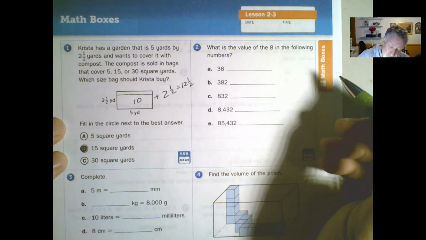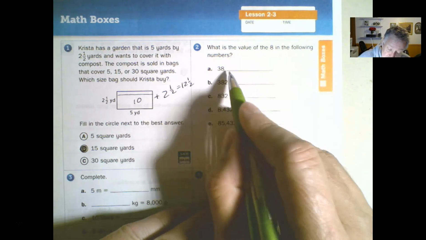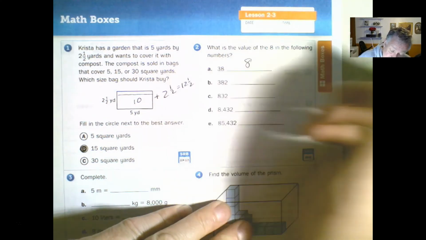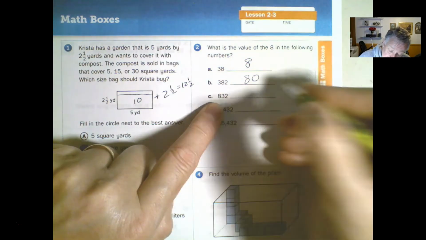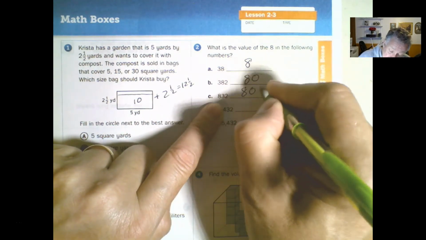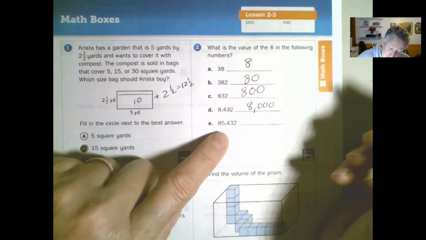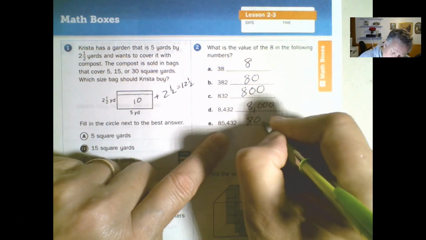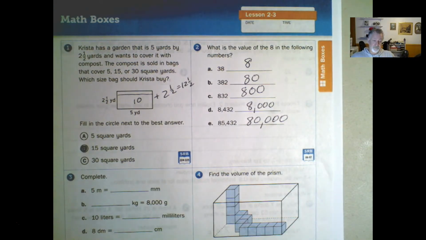All right, number 2. What is the value of the 8 in the following numbers? 8 in the ones place is 8. 8 in the tens place is 80. 8 in the hundreds place is 800. 8 in the thousands place is worth 8,000. And 8 in the 10,000s place is worth 80,000.